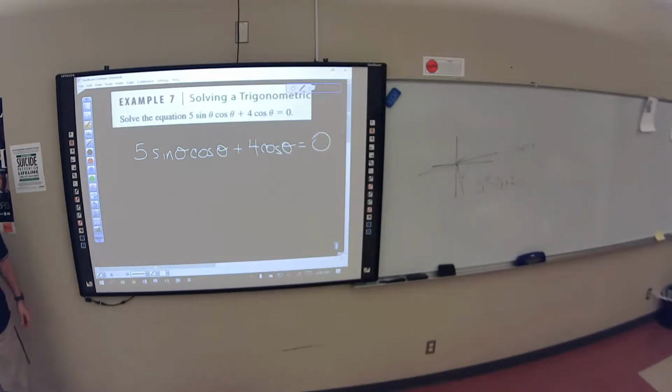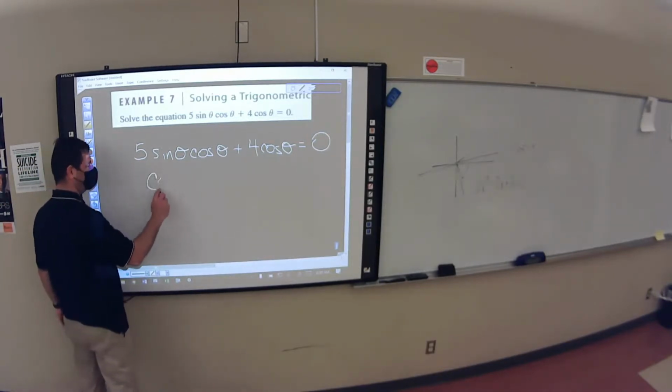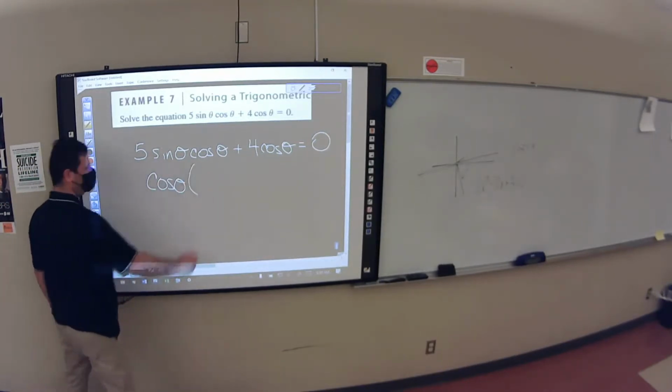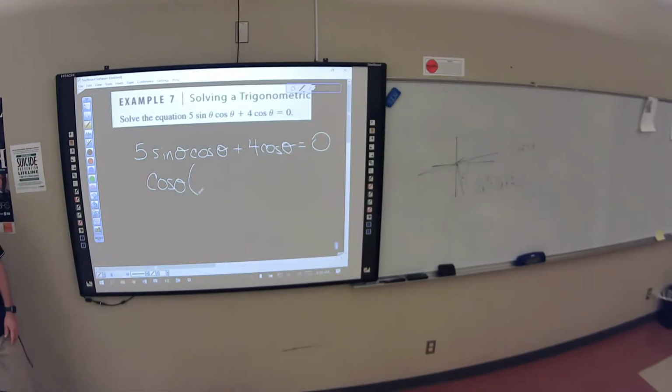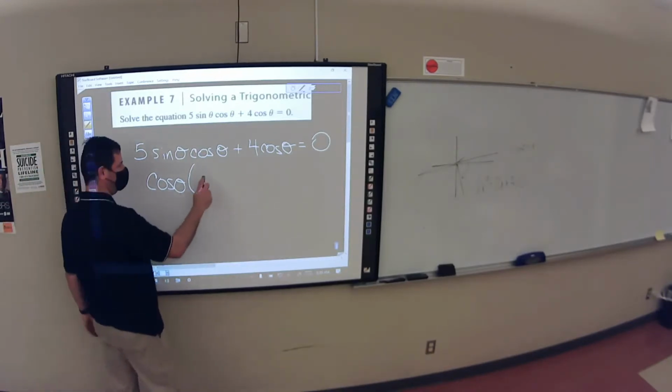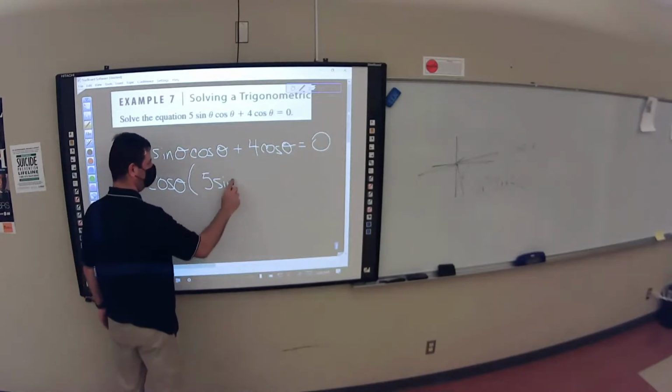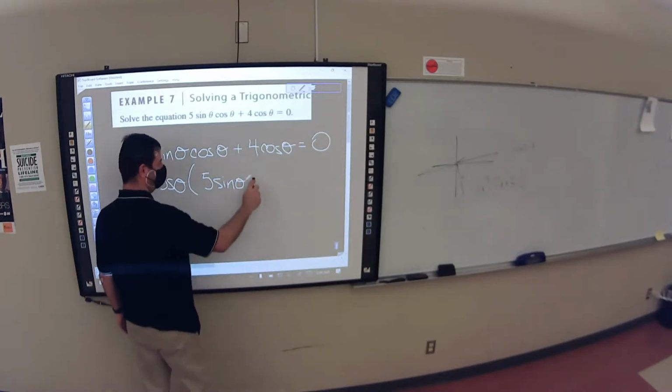If you have a tough time seeing things, let x equal sine theta and let y equal cosine theta. It's not quadratic. Can I take something out of both of those? Cosine theta. Oh, that's not hard. Hopefully everybody here saw it and y'all were thinking, what the heck are you slowing down for? Take out a cosine theta. If I take out a cosine theta, here I have a 5 sine theta, and here I just have a 4.